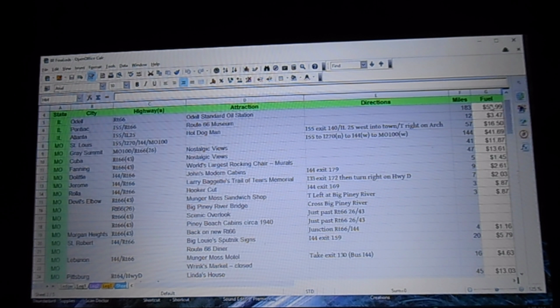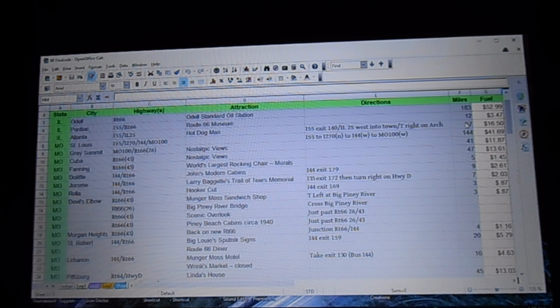This fuel number is calculated because we know with 183 miles, and we know our guesstimate for miles per gallon and the price per gallon, we can calculate this number. So there's a line for each one of these planned stops, and you just put in the number of miles, go to MapQuest, calculate the number of miles.